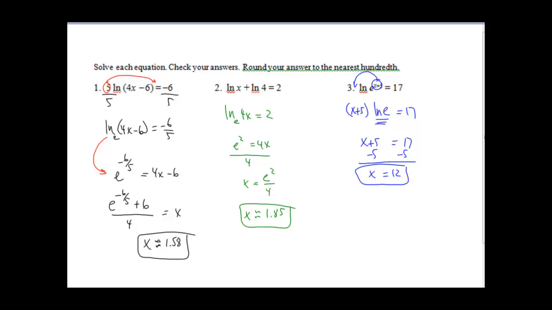1.58. On the second one, this plus signifies multiplication. So we have 4x. Again, you see 1 ln, so I rewrote it as an exponential. e to the 2nd equals 4x. Divide by 4, plug it in your calculator, and we are good.